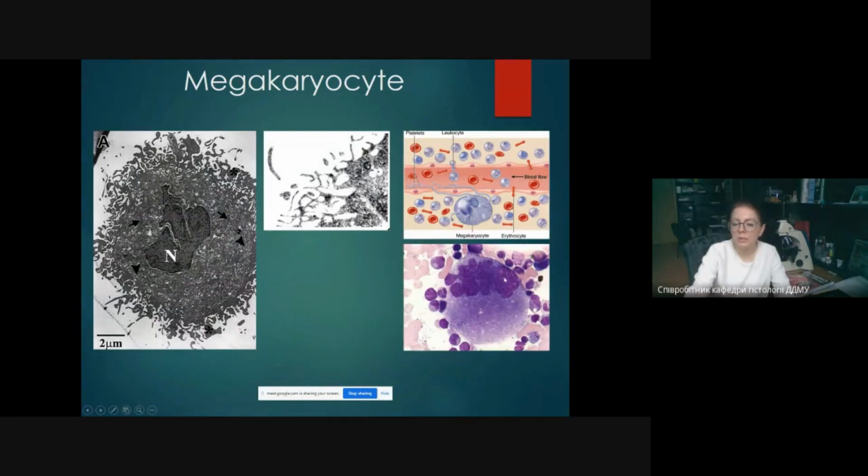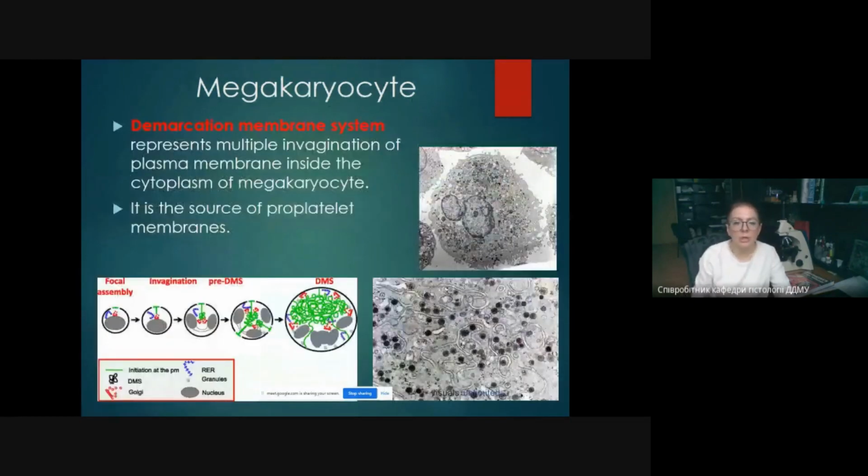And here we can see the comparison of the size between the megakaryocyte and all the other normal cells. So megakaryocyte is a polyploid giant cell of the red bone marrow. And it has its demarcation membrane system at the periphery, and it is represented by invaginated plasma membrane. It invaginates and coils inside the cell, and this coiling stimulates some formation of processes and their fragmentation, and it facilitates the formation of platelets in this way.